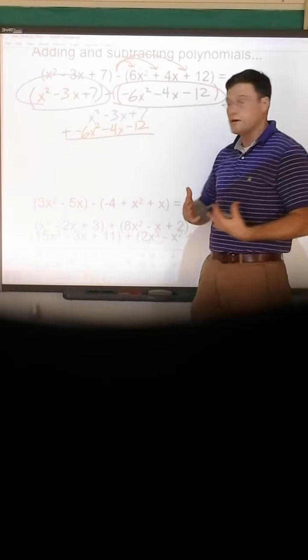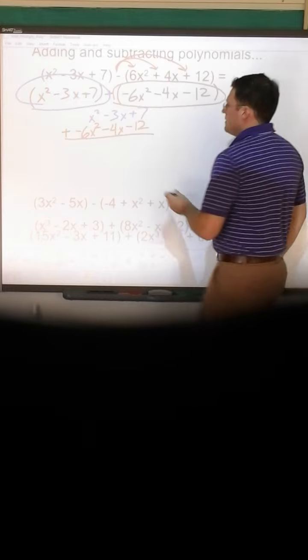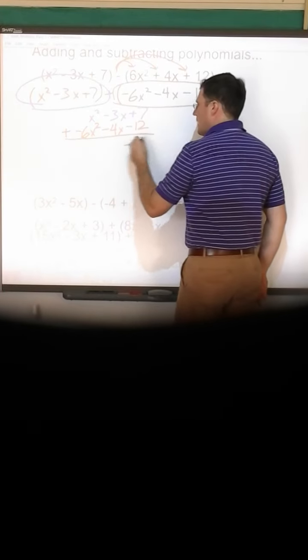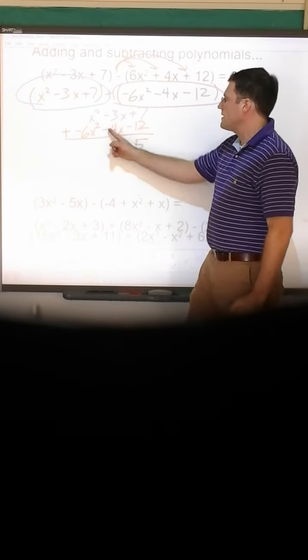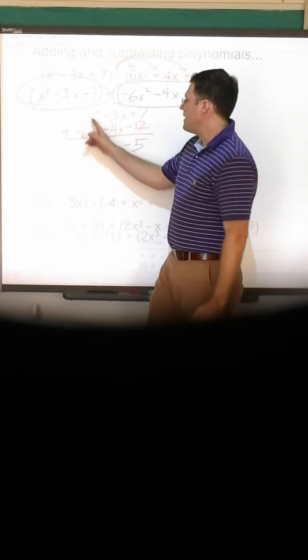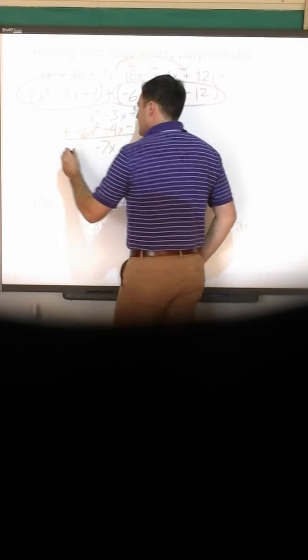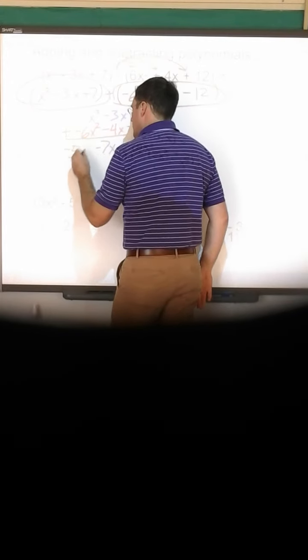Alright. And we get, okay, now we're just going to add the top by the bottom. Look at our columns with our like terms. I have 7 minus 12. 7 minus 12 is negative 5. Negative 3x minus 4x is negative 7x. And x squared minus 6x squared is negative 5x squared. Okay? And that's your answer.